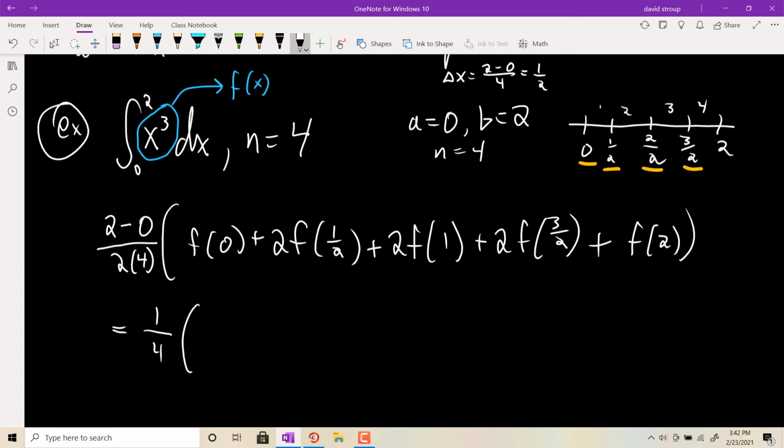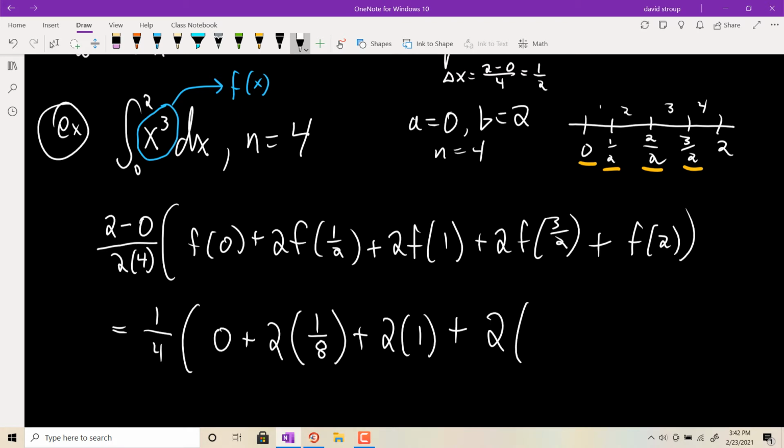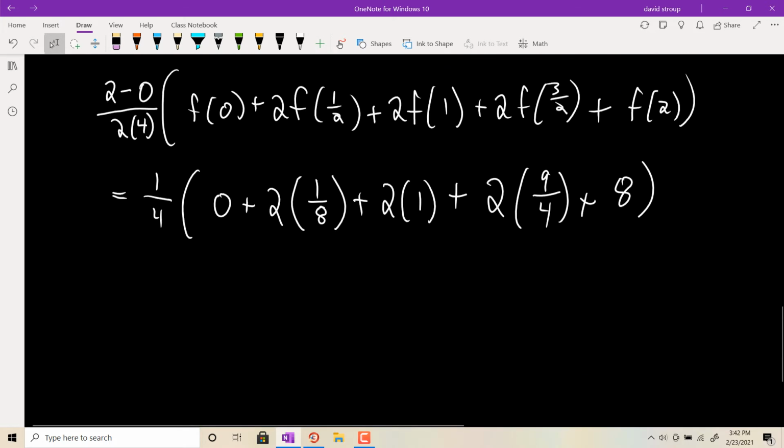So 0 cubed is just 0, plus 2 times 1/2 cubed, which is 1/8, plus 2 times 1 cubed, which is 1, plus 2 times 3 halves cubed, which is 9/4, plus 1 times 2 cubed, which of course is just 8. Okay. And we could probably do this without a calculator, right? So 1/4, what do we have inside here? Is 2/8 is 1/4.